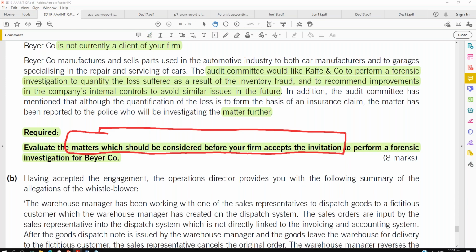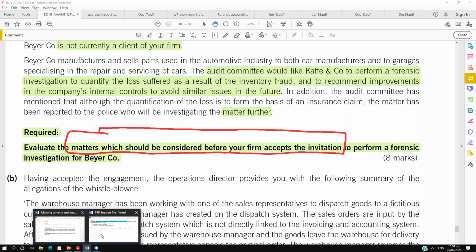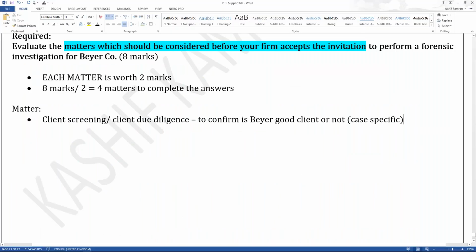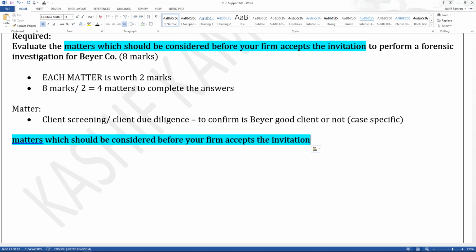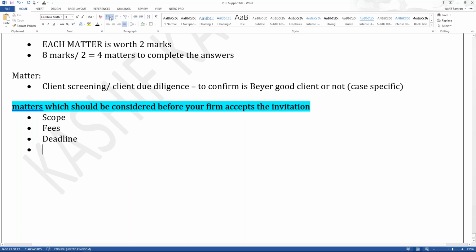So a lot of matters are very general, which you should know as a student for AAA, matters which should be considered before your firm accepts the invitation. Now, some of the matters can come from the case, as we got one of them from the case. But other matters can be very general, which you can link to the case. For example, before I accept the invitation, I would be concerned about my scope. Before I accept the invitation, I would be concerned about my fees. Before I accept the invitation, I would be concerned about the deadlines. Before the acceptance of my invitation, I would be concerned about whether there will be a court proceeding or not. Before I accept the invitation, I would be concerned about my competence level, right?